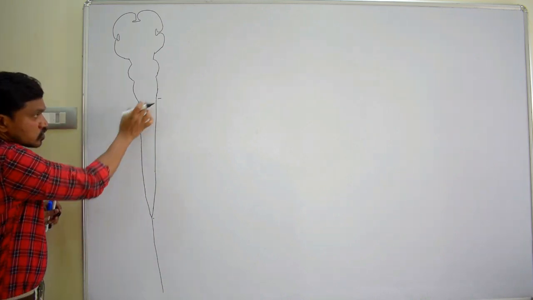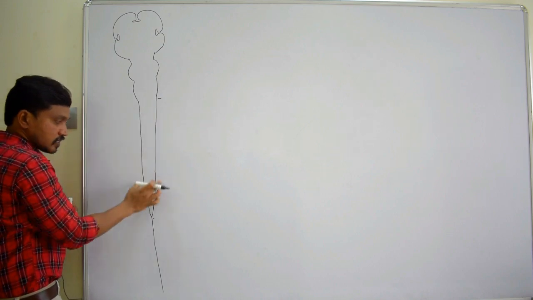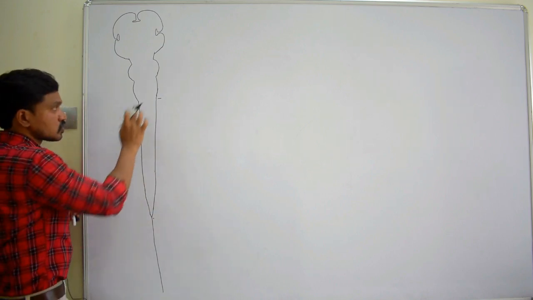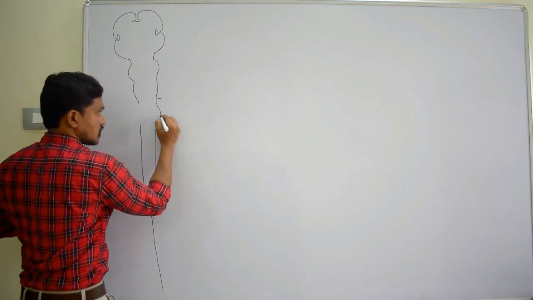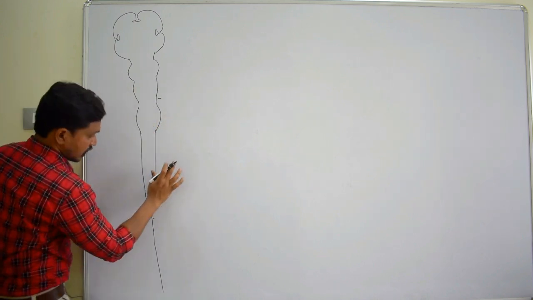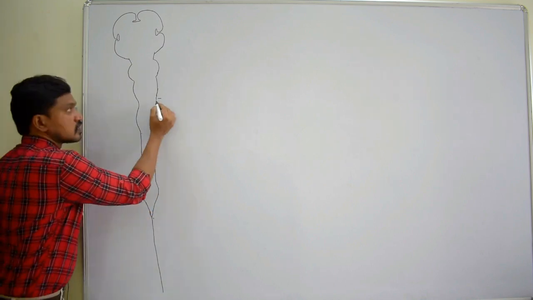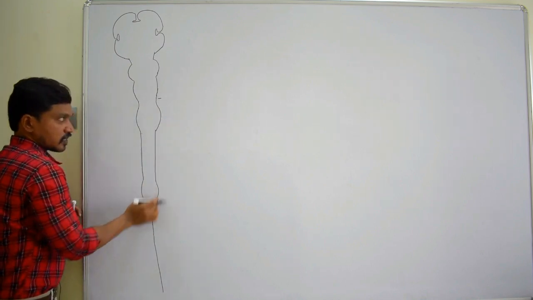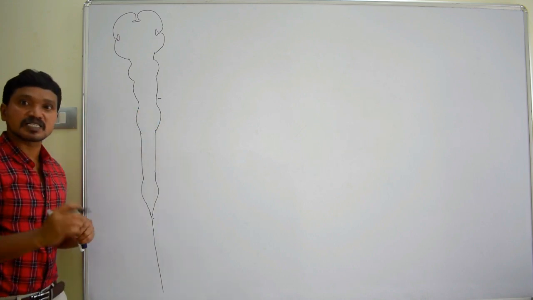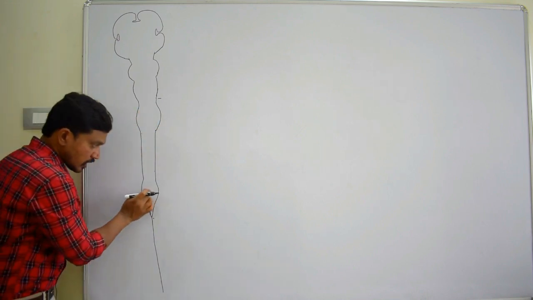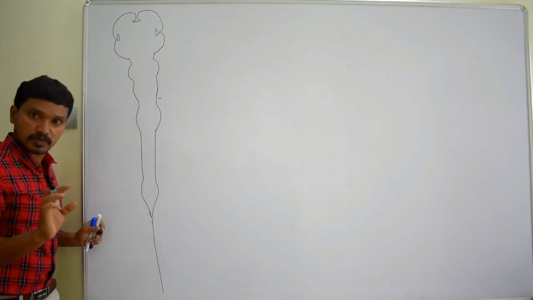Then the spinal cord shows two dilatations. In the cervical region, one dilatation. In the lumbar region, another dilatation. So let me show you those dilatations. In the cervical region, this is the dilatation, and in the lumbar region, there will be one more dilatation. See, from here to here, this is spinal cord. In the cervical region, it shows dilatation. This dilatation is called cervical enlargement. In the lumbar region, it shows one more dilatation. This dilatation is called lumbar enlargement.